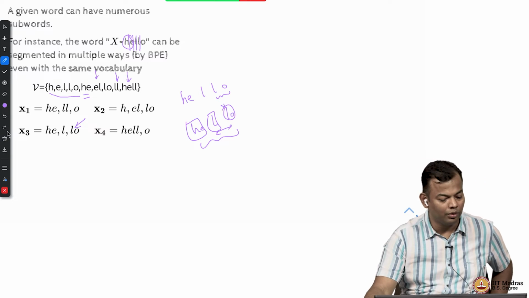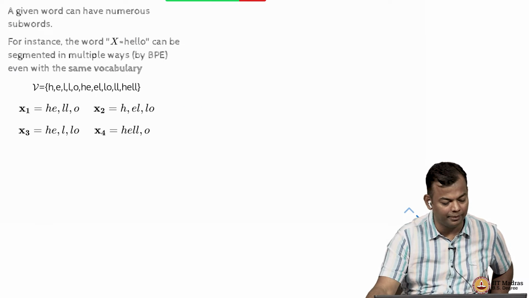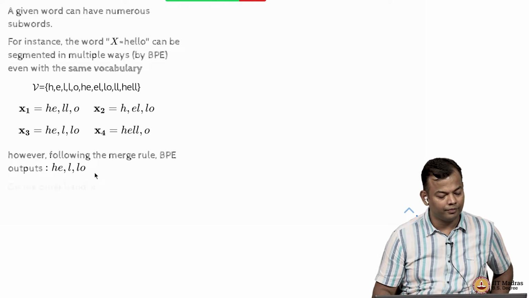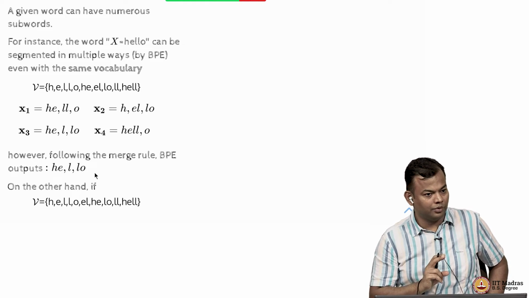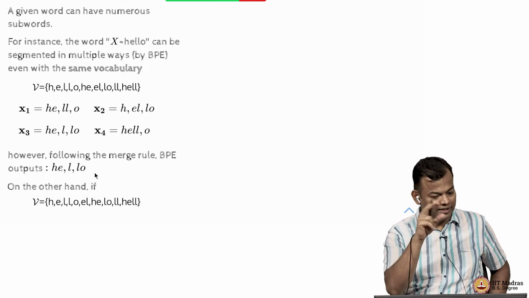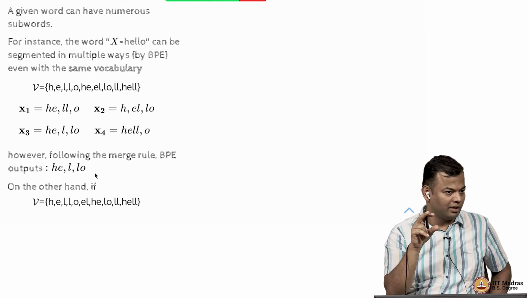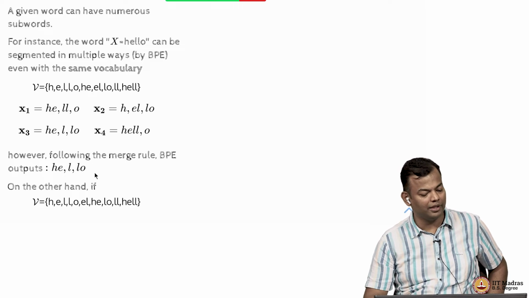Now, suppose the merge operations had happened slightly differently, and this is my vocabulary. The vocabulary is the same, it's the same tokens in both sets, it's just that the order of the tokens is different. Here, EL comes first and then HE comes. So what will the tokenization be?